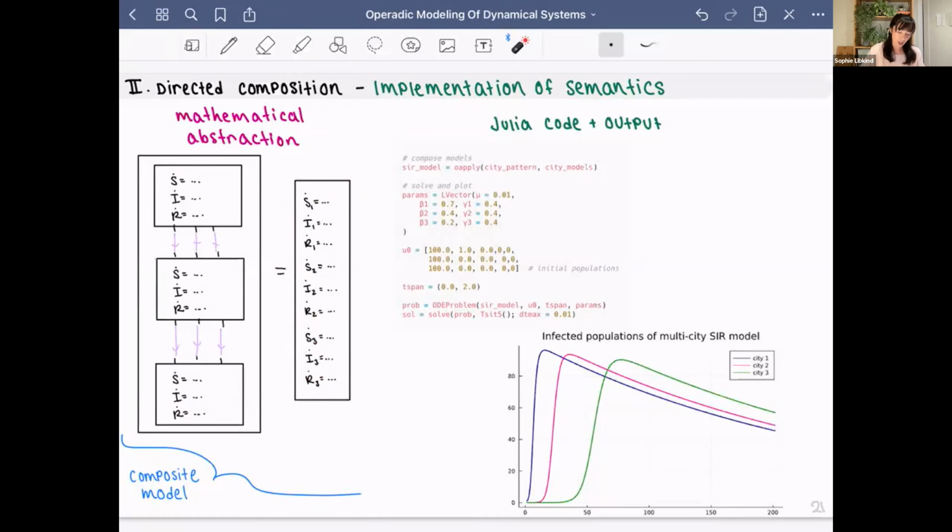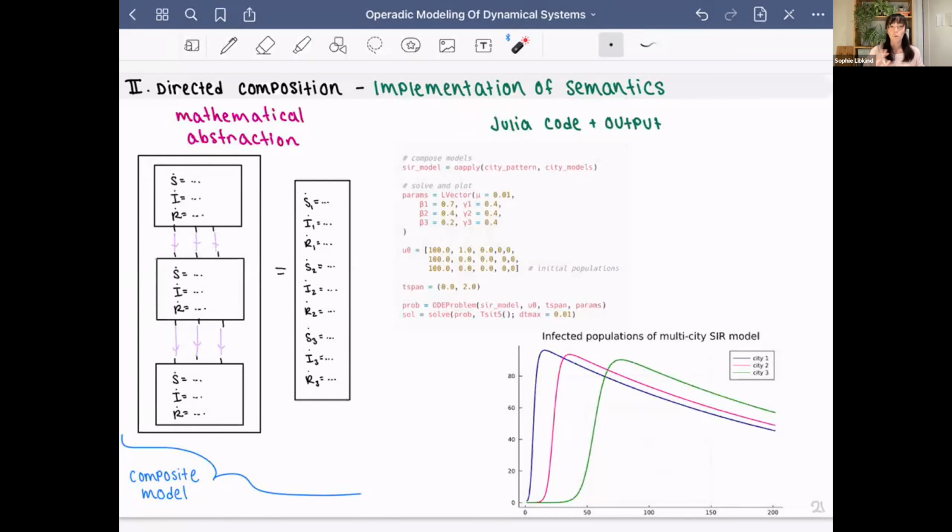So again, in the Julia code, we can do this sort of composition in a single line of code. We want to apply the city models to this city diagram, and we get out of that the complete multi-city SIR model, which we can now solve and plot. So if we start with 100 people in each city, and a single infected person in city 1, and we plot just the infected populations for each city, we see that the infected population for city 1 peaks first, followed by peaks in the infected populations for cities 2 and 3.